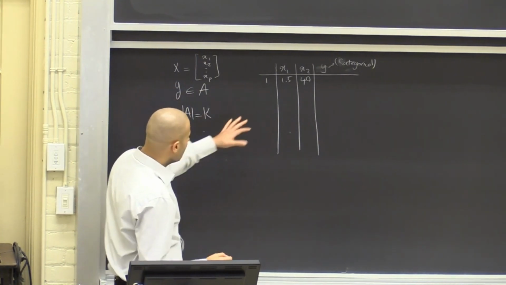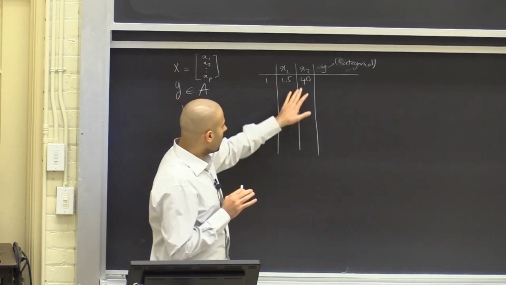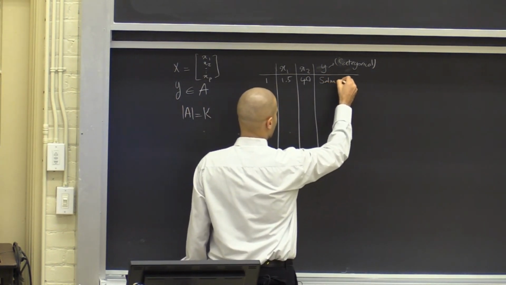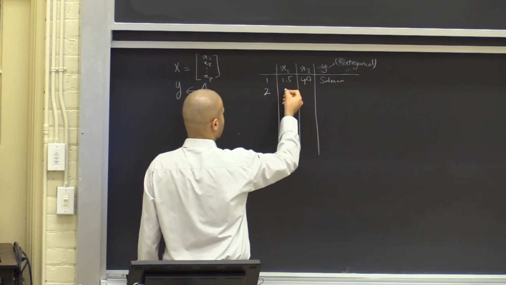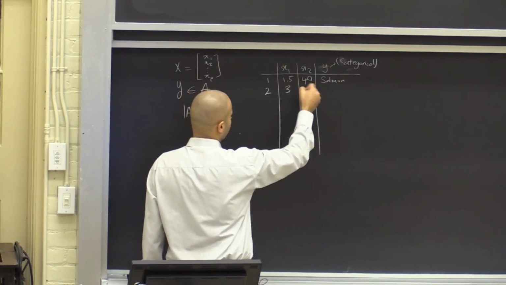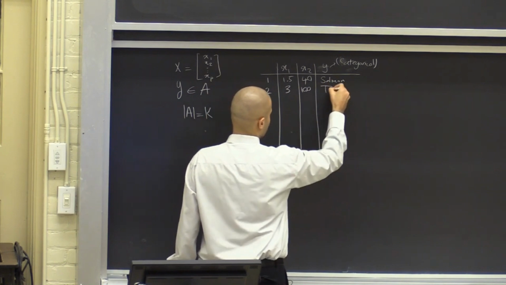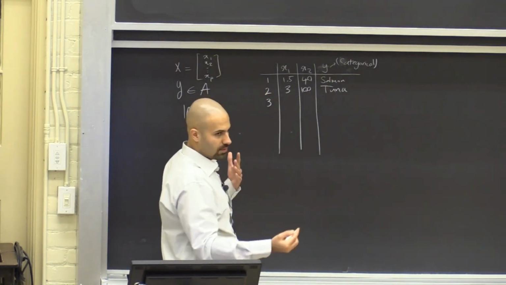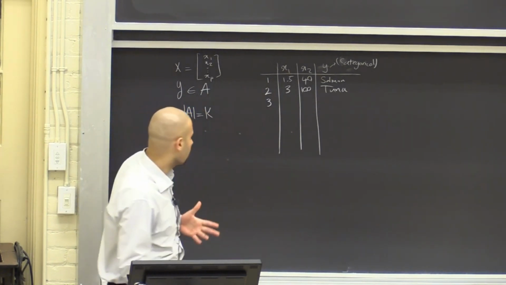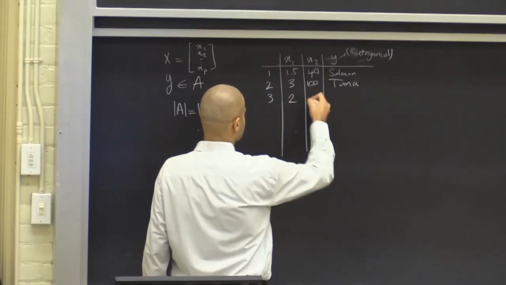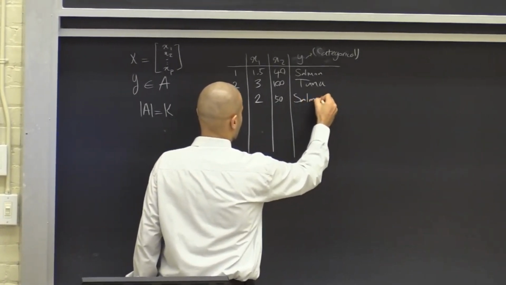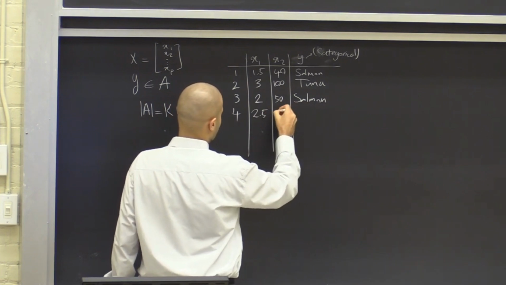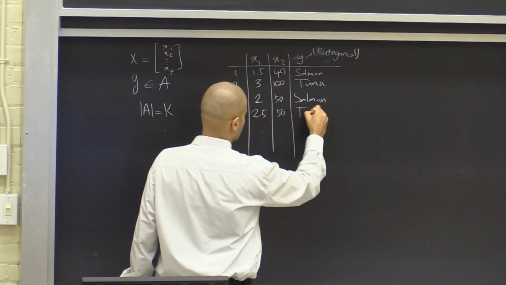So if this is about fish, X1 can be the length of a fish, X2 can be the weight of a fish, and Y would be whether this fish is a salmon or a tuna. So we have another data point: 3 meters and 100 kilograms, it's a tuna. Of course, there are salmons of different sizes and tunas of different sizes, but their distributions are kind of different. So we have, let's say, a large salmon, and then we can also have a small tuna, which is also 50 kilograms.